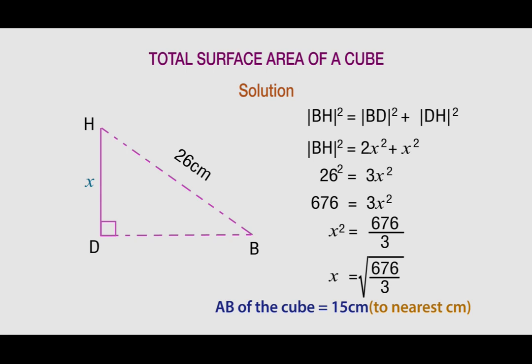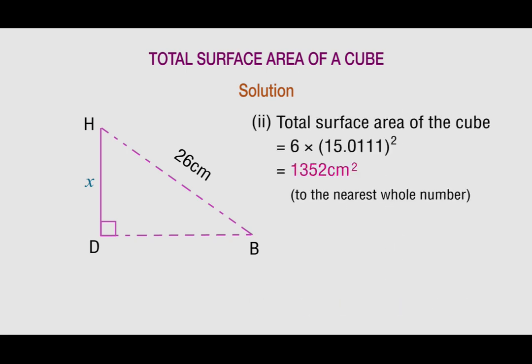Now the second part of the question is to find the total surface area of the cube. We have developed this formula and we know it is 6 multiplied by the side squared. So the total surface area is 6 multiplied by 15.0111 squared. And if you use our calculators, you have 1,352 centimeters squared.